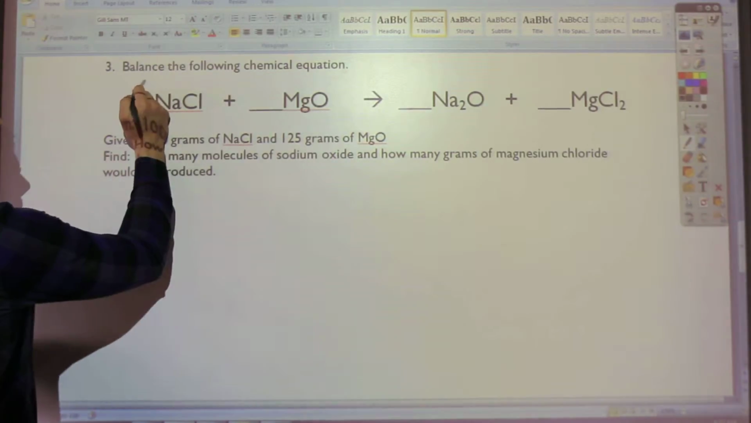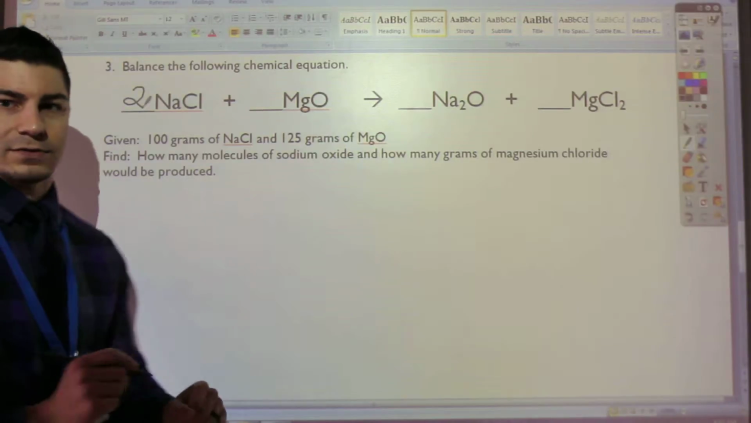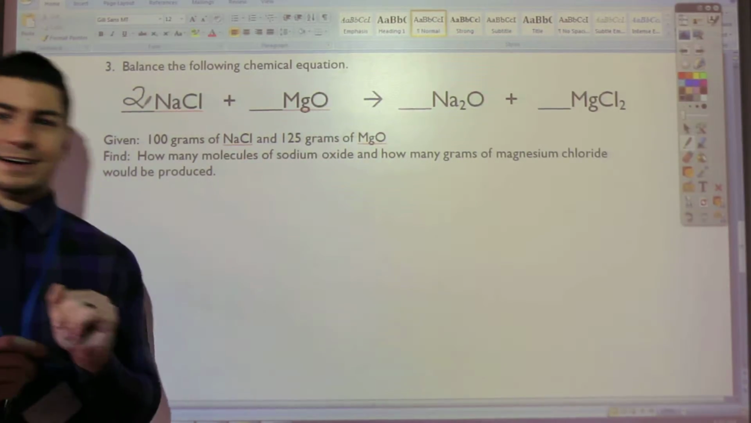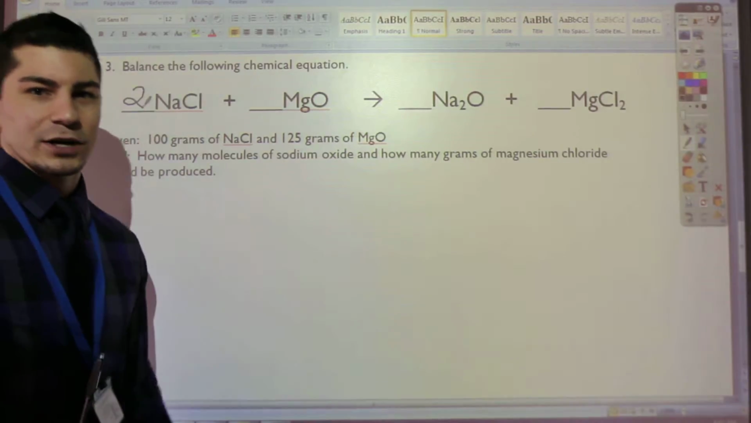So let's start there. I think we're good on this. All we're going to do to balance this is put a 2 in front of NaCl, and everything is balanced. Yes, I will be coming in and out and in and out. Sorry, get used to it.